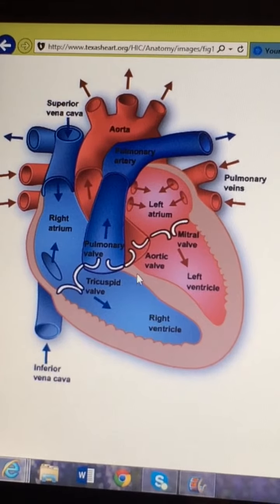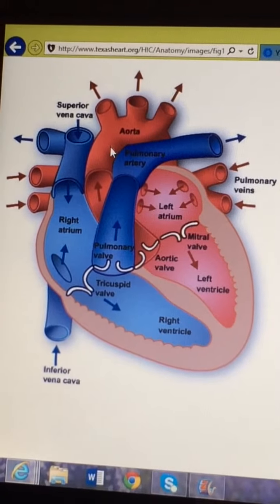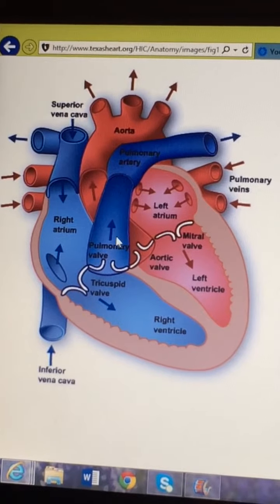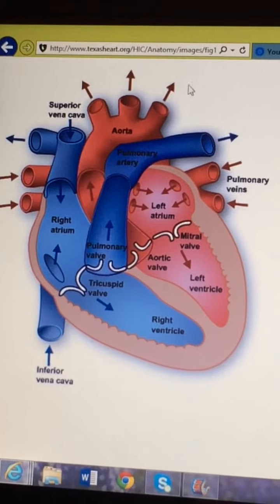The aortic valve separates the left ventricle from the aorta. As the ventricle contracts, it opens to allow the oxygenated blood collecting in the left ventricle to flow throughout the body. It closes as the ventricles relax, preventing blood from returning to the heart.